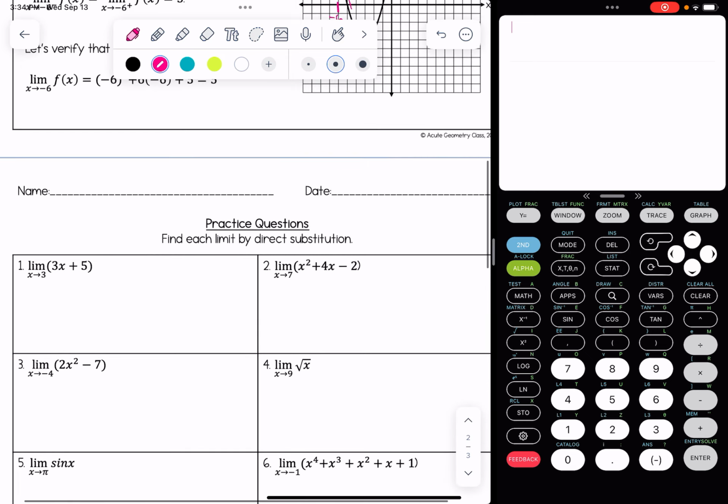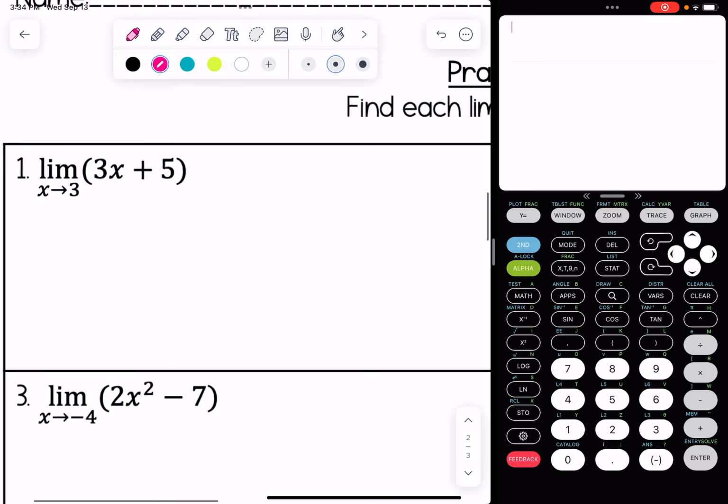Okay, let's do some sample problems working with that. Number 1, we're going to find the limit as x approaches 3 of 3x plus 5. Well, we're going to substitute 3 in. We're going to get 9 plus 5, or 14.